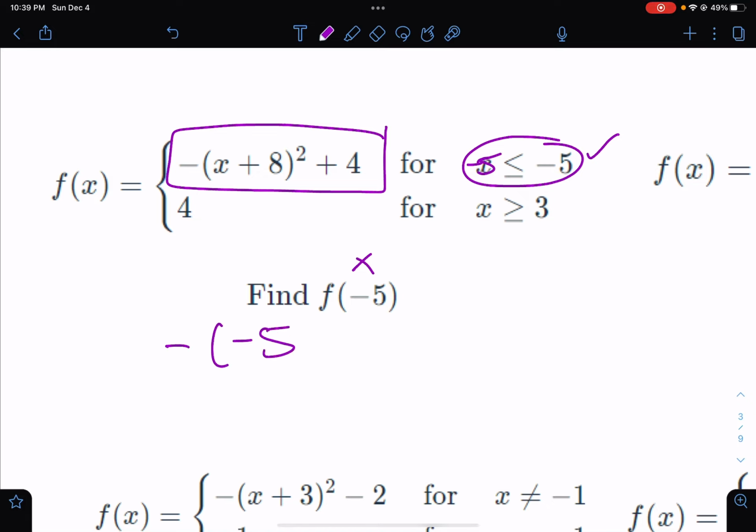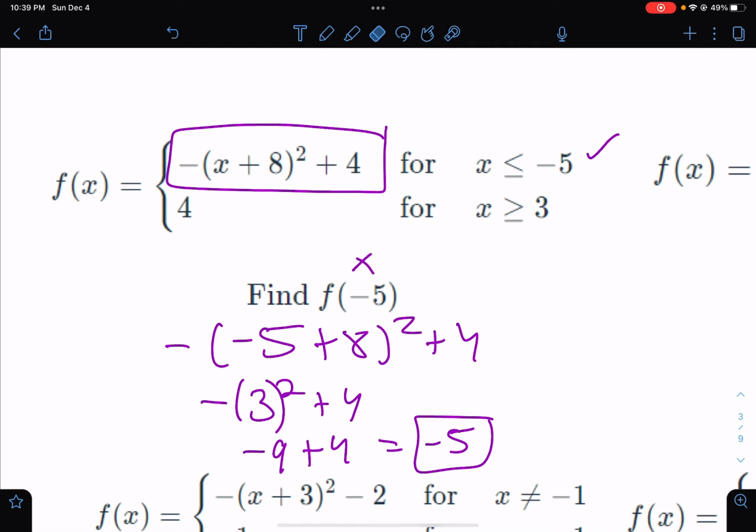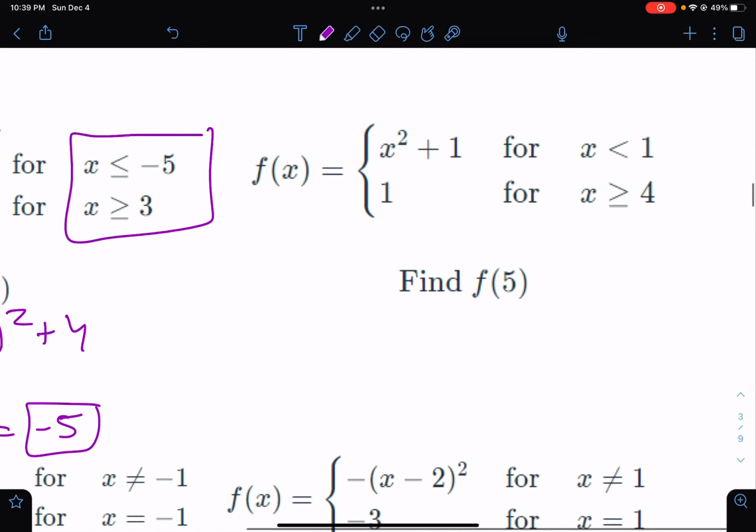So we're going to do -5 plus 8 squared plus 4. So we end up with 3 squared plus 4. We get -9 plus 4, which is going to be -5. All right, that is how that works. Again, you have to use the intervals here on the right to figure out which function you're going to use.